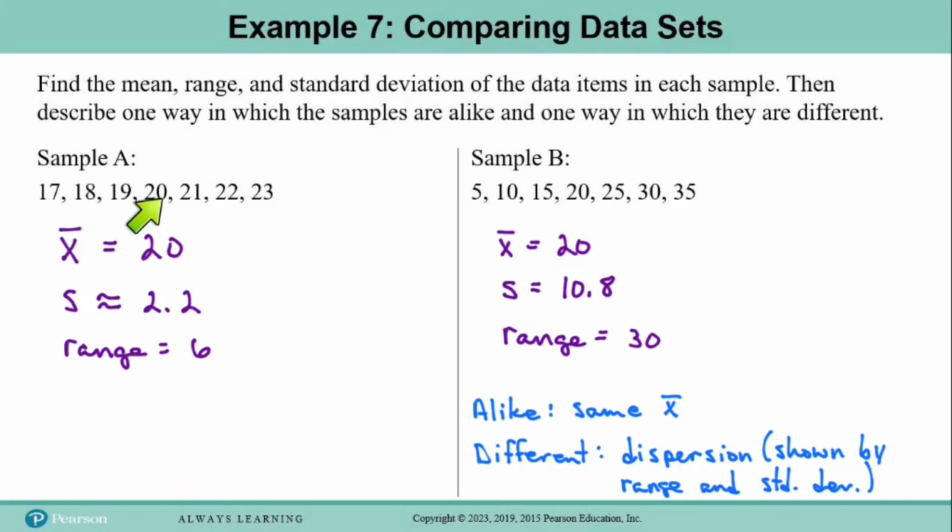So we would expect the sample standard deviation to be something between 1 and 3, and it is. It's 2.2.